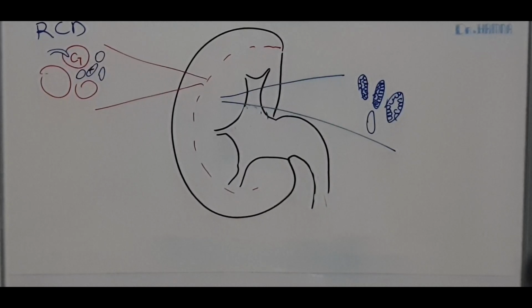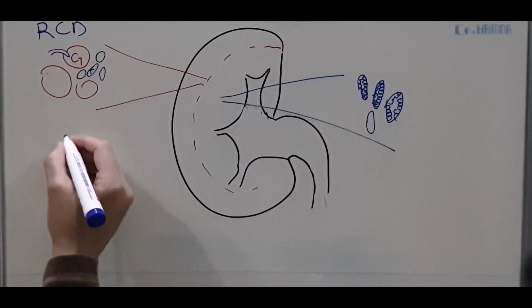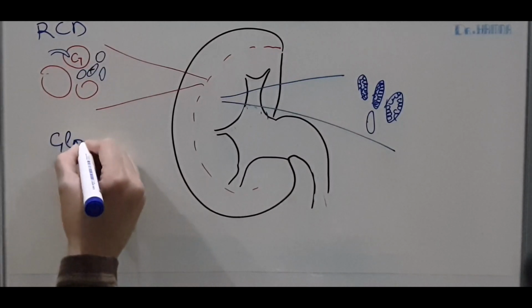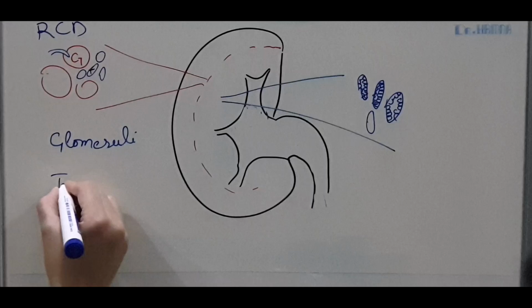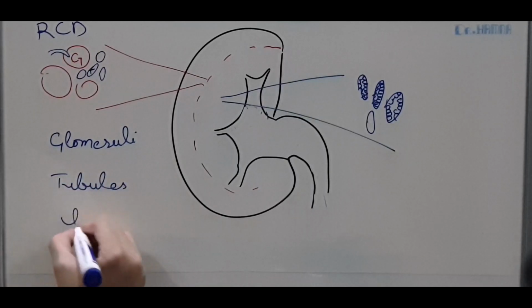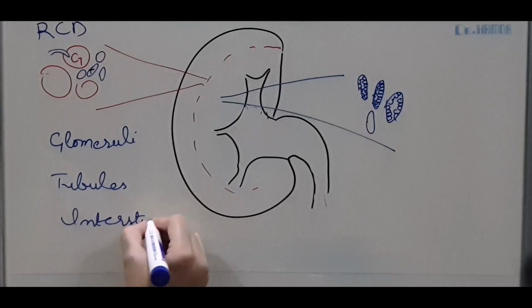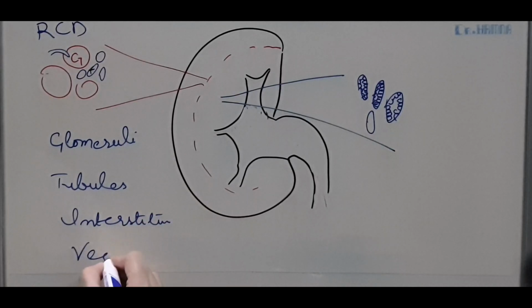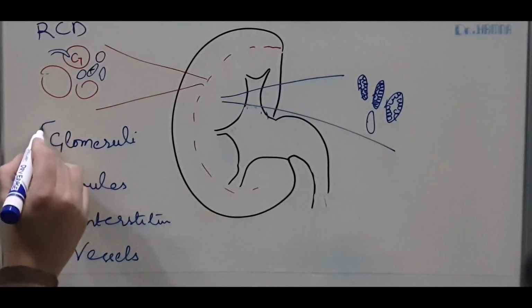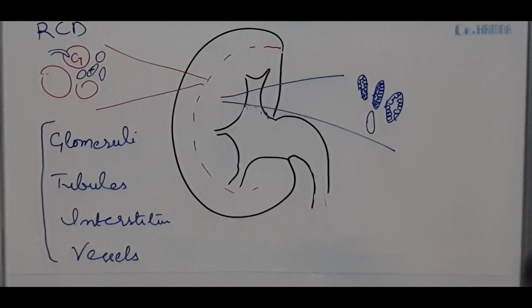So we'll first of all understand what are the basic pathogenic mechanisms that lead to renal diseases. Different mechanisms lead to involvement of various components of the kidney. So there are four main components of the kidney that you should know: glomeruli, tubules, interstitium, and vessels. Always remember these four structures will be involved in the renal diseases.